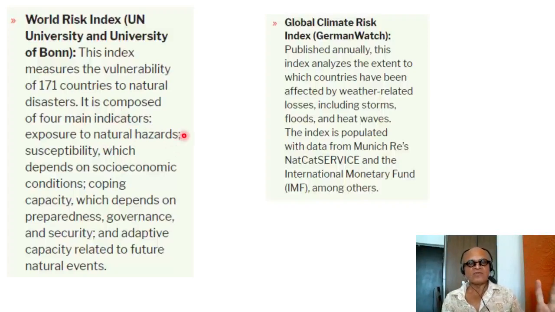The indicators always matter, and it doesn't have to be universal. Local vulnerability and coping capacity may depend on local indicators, and also may depend on sectors, whether you're looking at agricultural vulnerability, health, people, socioeconomics, etc. It's composed of 4 main indicators: exposure to natural hazards, susceptibility, which depends on socioeconomic conditions, coping capacity, which depends on preparedness, governance, and security, and adaptive capacity related to future natural events.